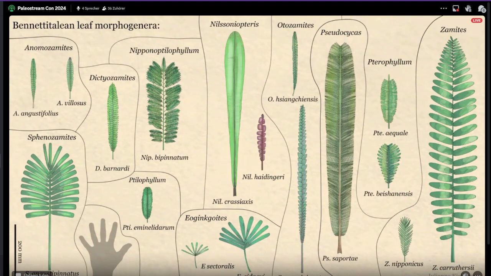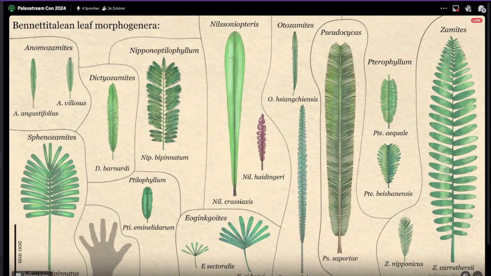But there was a lot of variety, diversity of shape in the family, as you can see here. All of these leaves come from various Bennettitaleans, and we have various shapes, like Eoginkgoites, which is particularly unusual. It basically looked like a ginkgo leaf, so much so that, hence the name. It was originally thought to be related to ginkgo.